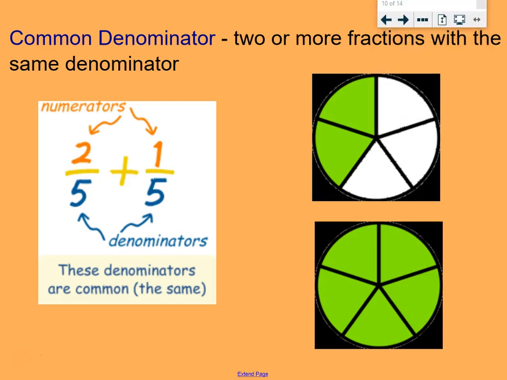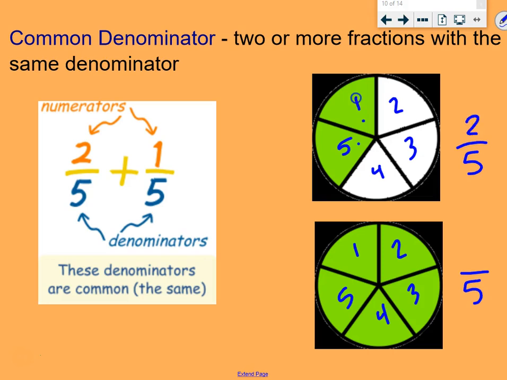So if we look at these circles, we have 1, 2, 3, 4, 5 pieces. 1, 2, 3, 4, 5 pieces. So they both have a denominator of 5. Here we have 2 pieces colored in. Here we have all 5 pieces colored in. So these would be two fractions with a common denominator, which means we could add them together. We have 2/5 plus 5/5 means we have a total of 1, 2, 3, 4, 5, 6, 7 fifths.